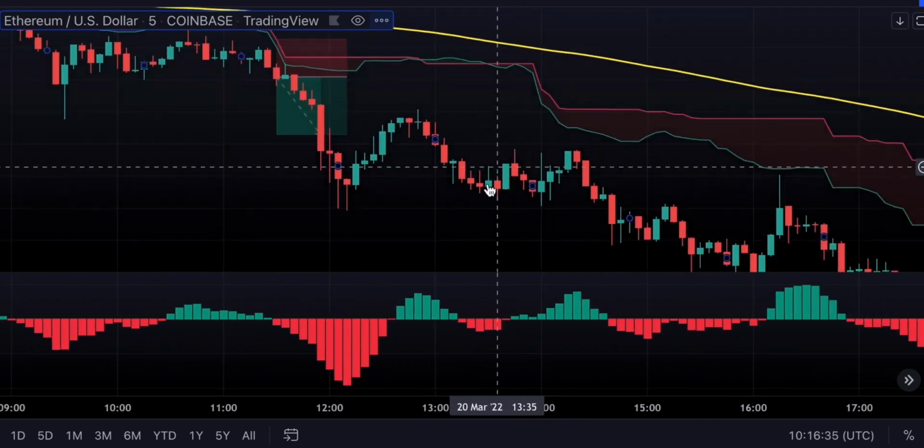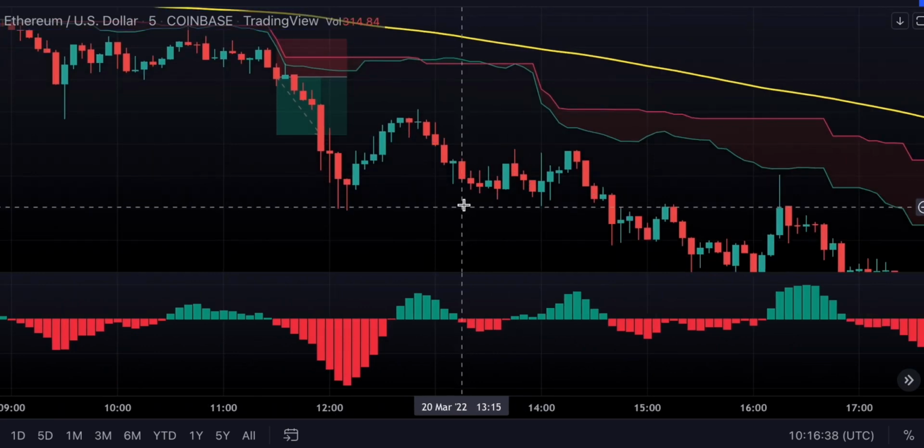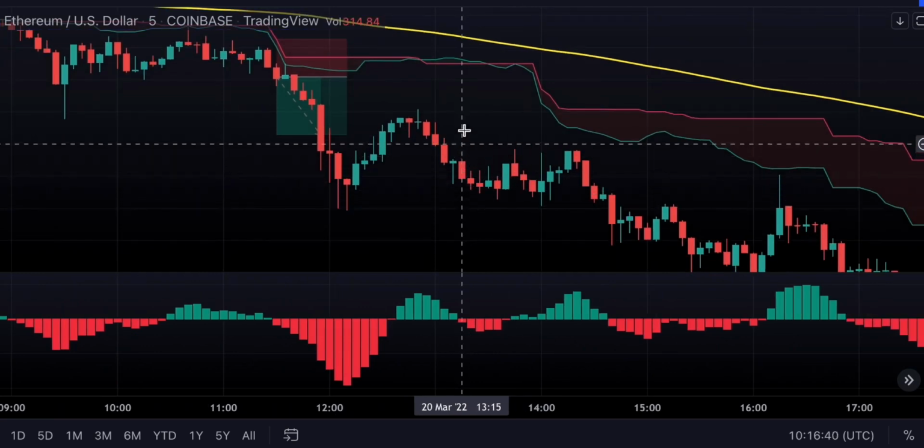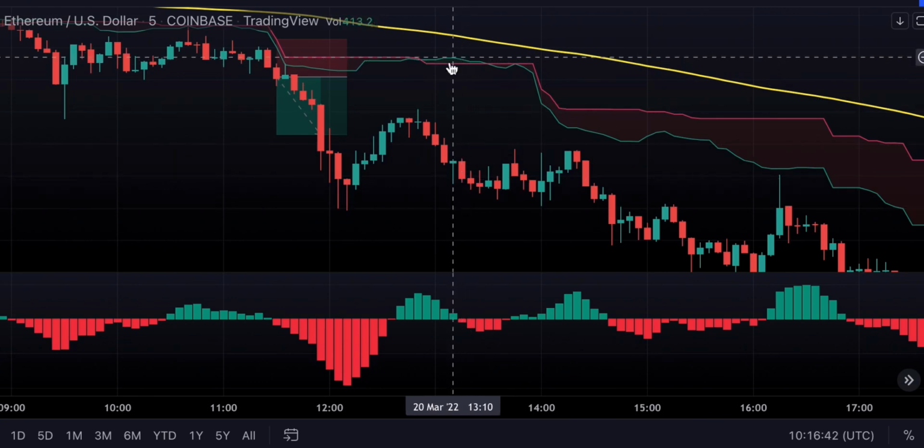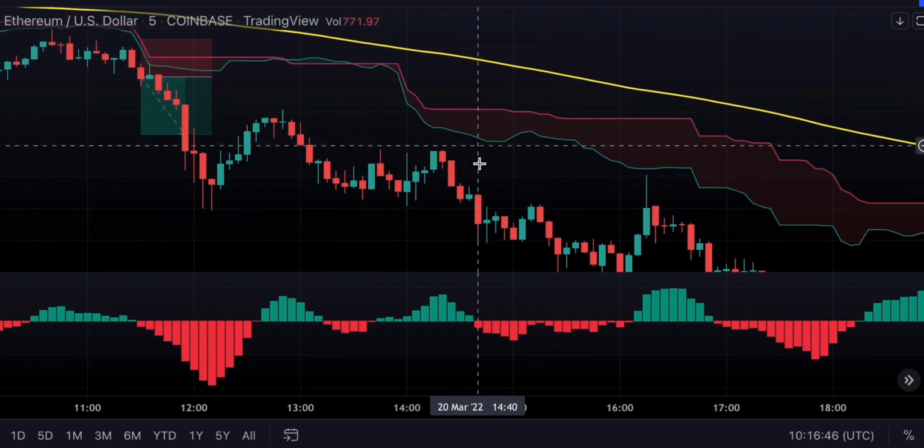Here's another example. Right after that trade, we had another short signal right there, but we see the Ichimoku cloud just turned green. So we avoid taking this trade.